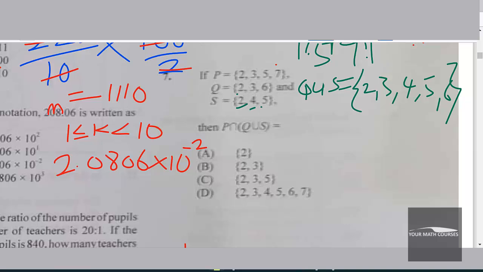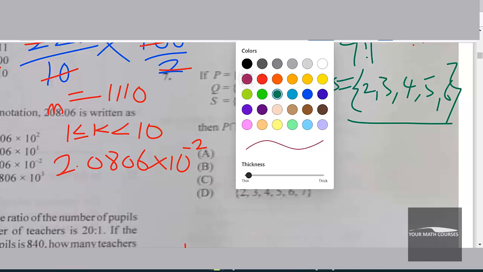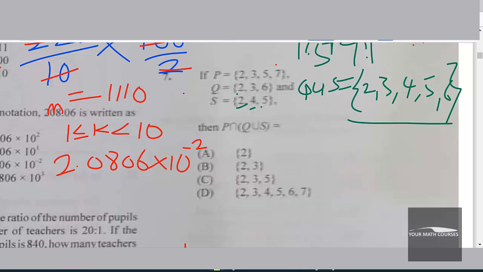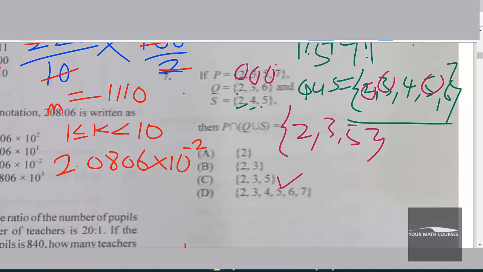Now we have to find the intersection of this set and the set P. We have 2 here and we have 2 here. We have 3 here and we have 3 here. We have 5 here and we have 5 here. So the intersection will be 2, 3, 5. So the correct answer will be option C.